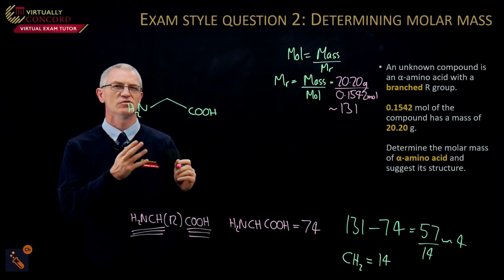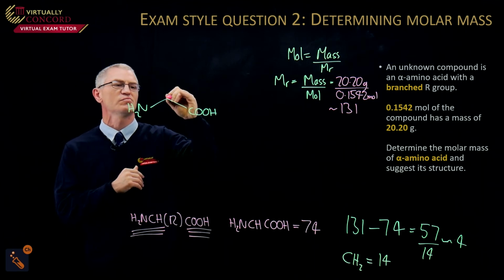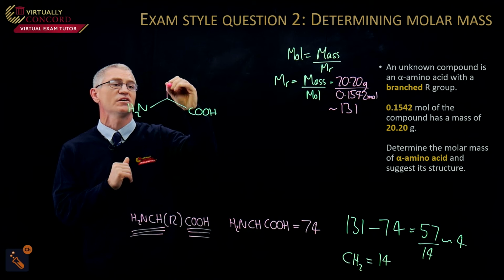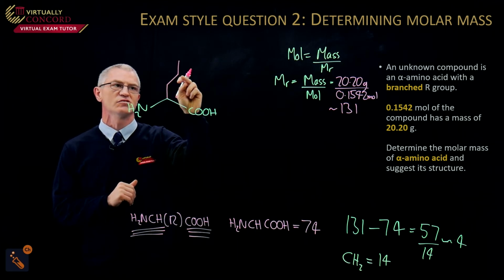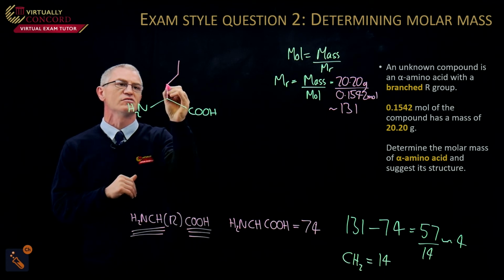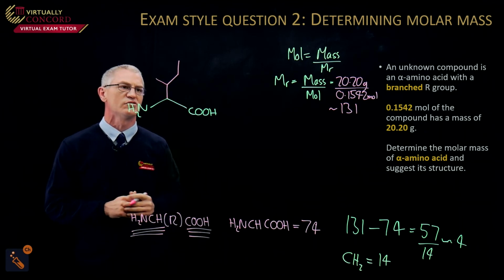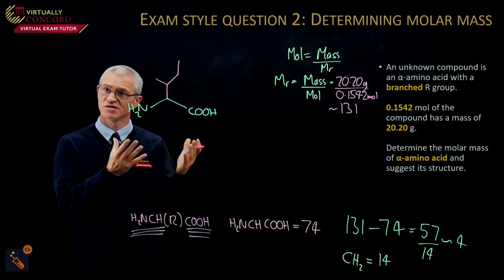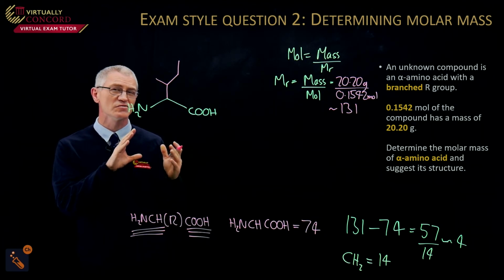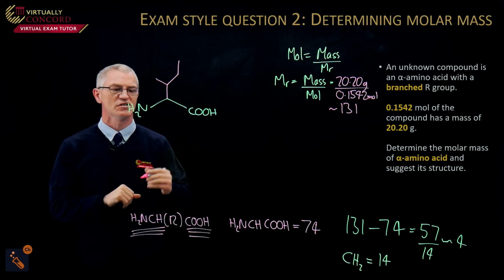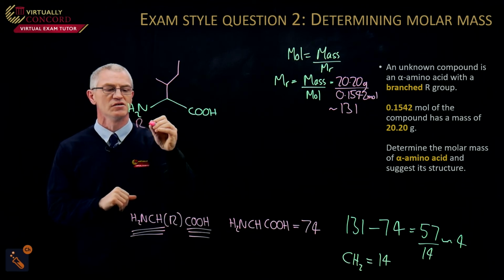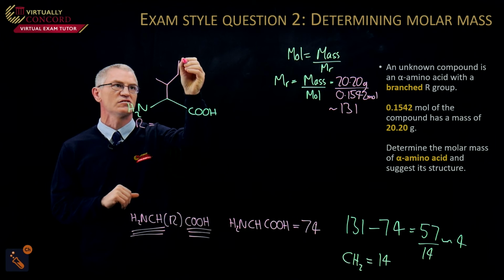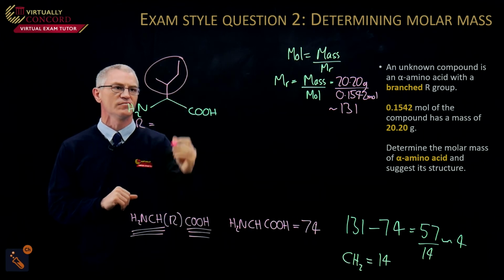Let's think, what can we do with 4 carbons? It's got to be branched, so let's make it 3 carbons long first of all. There's your 1, 2, 3. Got to make it branched. So let's put a branch on there. If the question is asking to suggest the structure, you've suggested the structure. But sometimes the question asks you to state what the R group is. So the R group is going to be equal to this section here.